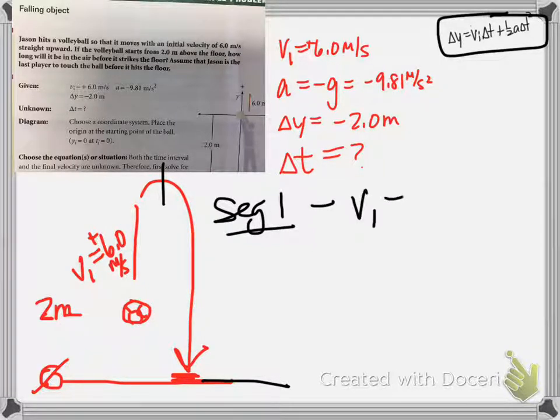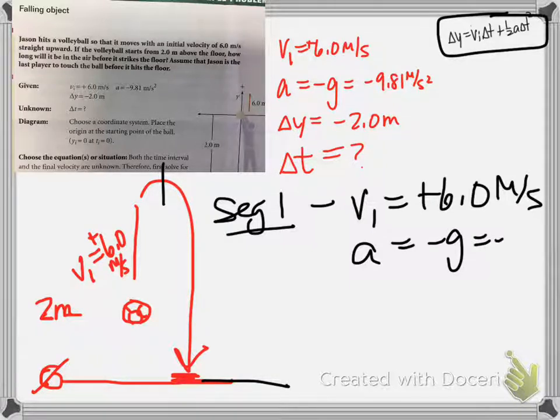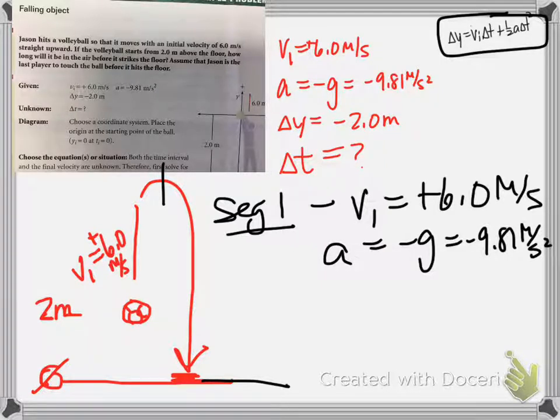And segment 1 of travel has a VI of positive 6.0 meters per second, and an acceleration of negative g, or negative 9.81 meters per second squared. Do we know delta y? We don't know how high this thing goes. Do we know anything else about that first segment of travel? Velocity final. What's the velocity final? 0. Yeah, guess when it stops and turns around? When the velocity reaches 0.